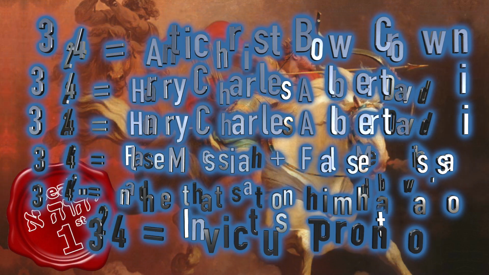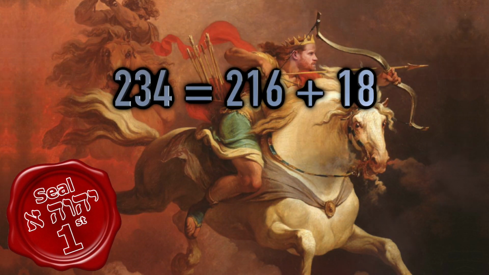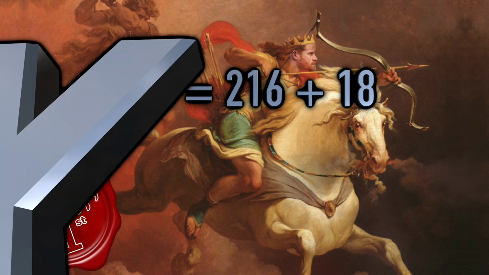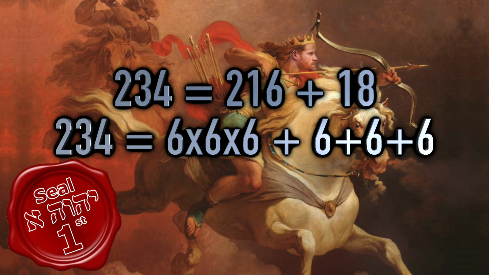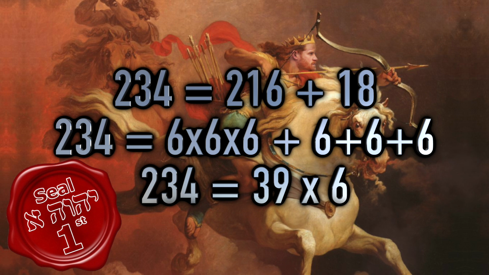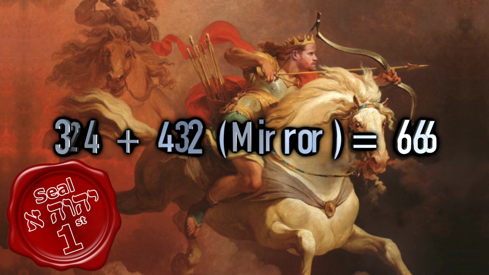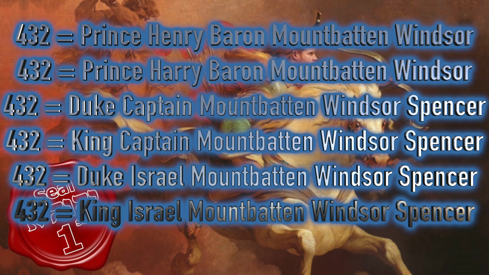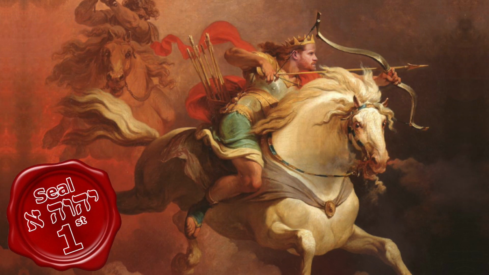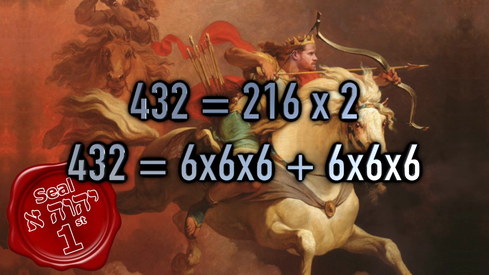The curious thing about the number 234 is that it can be represented by the numbers 216 and 18. 216 has the factors 6 times 6 times 6, and 18 is composed of 6 plus 6 plus 6. 234 also has the factors 39 times 6, which are both imperfect numbers. 234 plus its mirror 432 equals 666. There are 6 calculations that equal 432 that have to do with Prince Harry's name. 432 is in itself a multiple of the number 216. 216 times 2 equals 432. Once again, the number 216 has the factors 6 times 6 times 6.